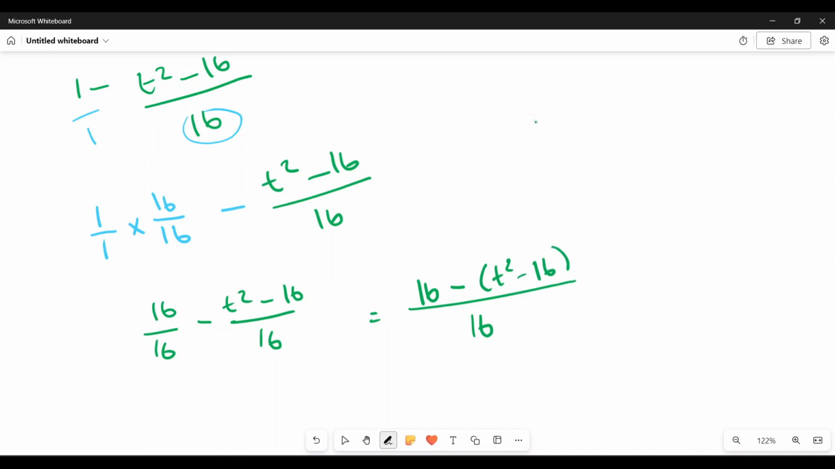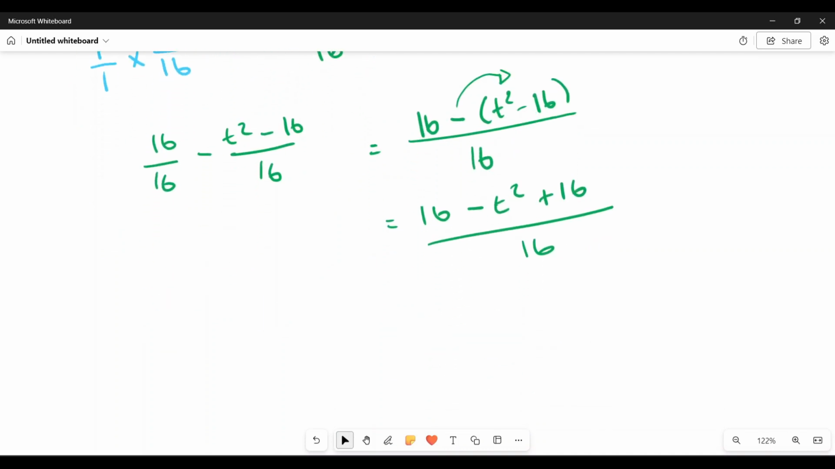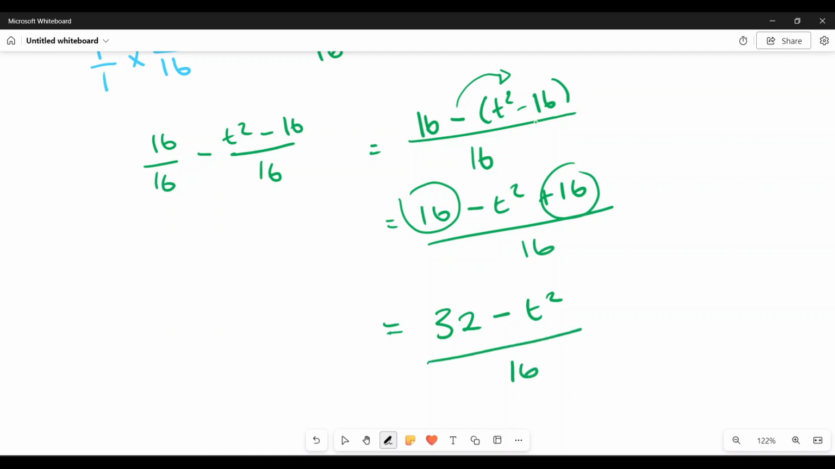Now, simplifying this, I'm going to distribute this negative inside my bracket. So as a result, this would be 16 minus t squared plus 16 all over 16. And these two are like terms, 16 and 16. If I add them, they're going to be equal to 32 minus t squared, all over 16. And this would be my final answer.